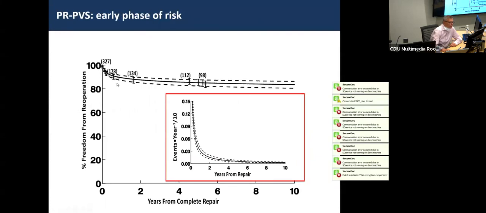This just shows that when pulmonary vein obstruction occurs, it typically manifests early. You can see within the first 2 years, the number of events predominate over the long term in terms of the early hazard function of pulmonary vein stenosis post-repair.